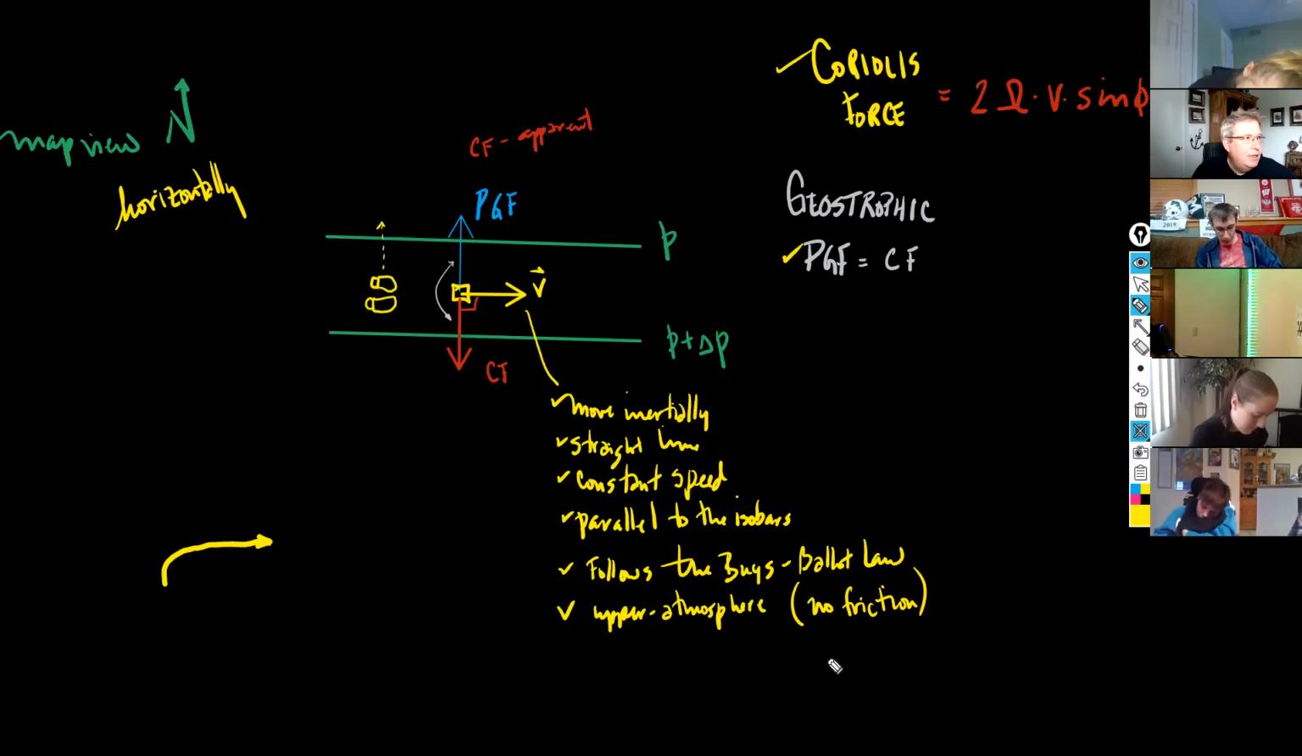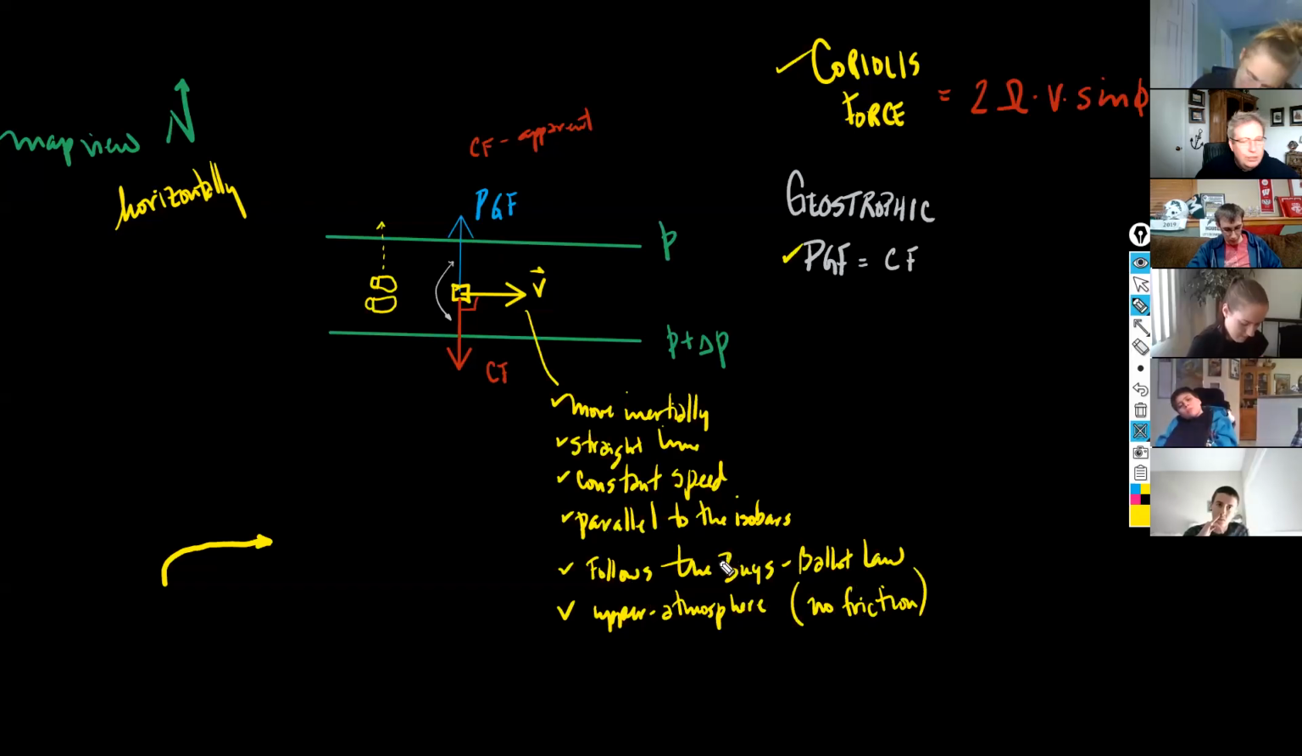So if I say, give me 7 facts about the geostrophic wind, you'd say what? You'd say the pressure gradient force and the Coriolis force are balanced. It moves inertially. It moves in a straight line at a constant speed. It is parallel to the isobars. It follows the Buys-Ballot law, which states with the wind at your back, low pressure is to your left, and it is only true in the upper atmosphere where there's no friction. That's 7 things. I've got one more to do, but we're not going to be able to get to it today.